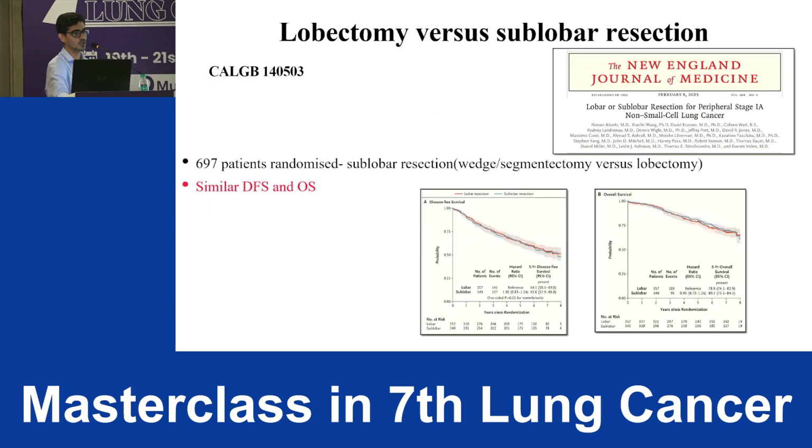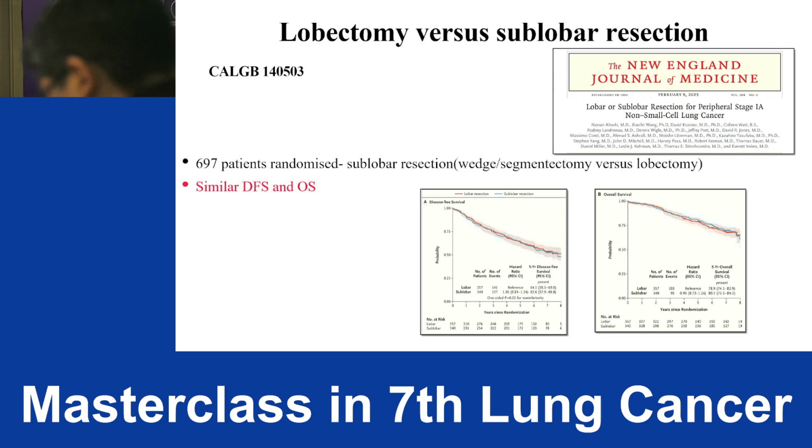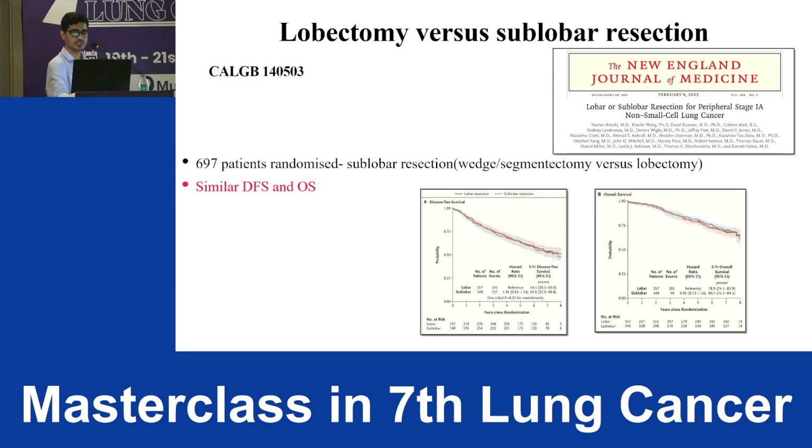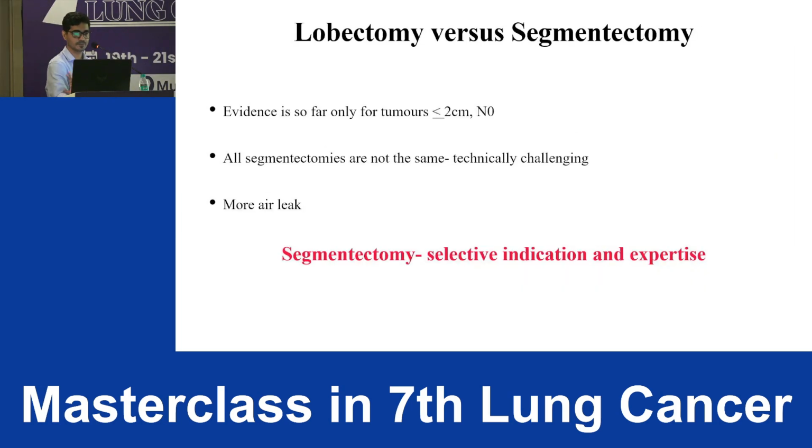And the same is the outcome of a CALGB trial recently published. Here they again randomized patients of the same subset, that is less than or equal to 2 centimeter peripheral N0 disease, into sublobar resection or lobectomy. Here around 60% of cases had undergone wedge resection. In the JCOG trial it was anatomical segmentectomy, whereas here it was non-anatomical resection, that is wedge, also. And 59.1% of patients had undergone sublobar resection, that is wedge resection. Even so, they found that DFS and OS of sublobar compared to lobectomy is similar.